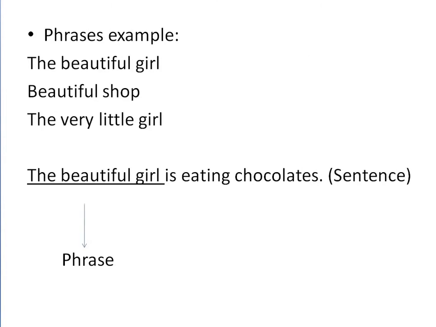Phrase examples: "a beautiful girl" is a phrase, "beautiful shop" is a phrase, "the very little girl" is a phrase. It does not contain any subject-predicate relationship. The sentence "The beautiful girl is eating chocolates" is a complete sentence. In this, "the beautiful girl" is a phrase. It does not contain any subject-predicate relationship.